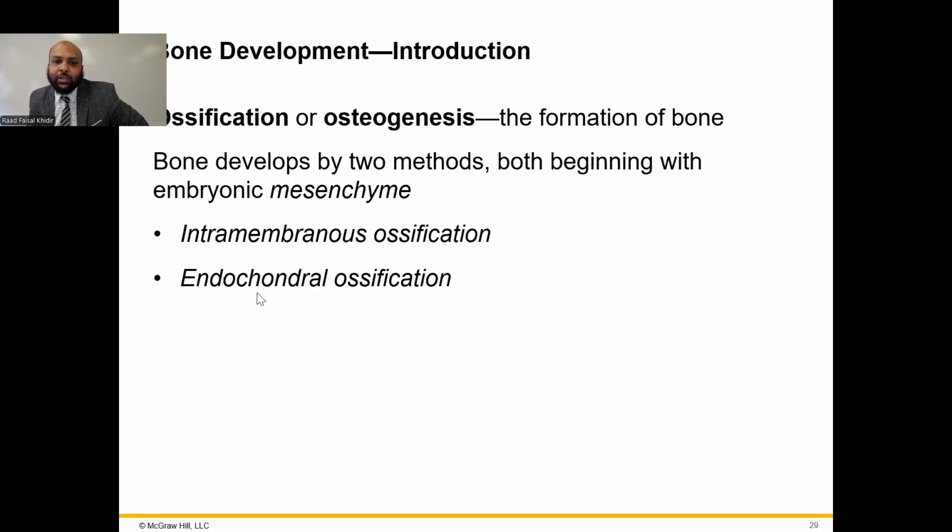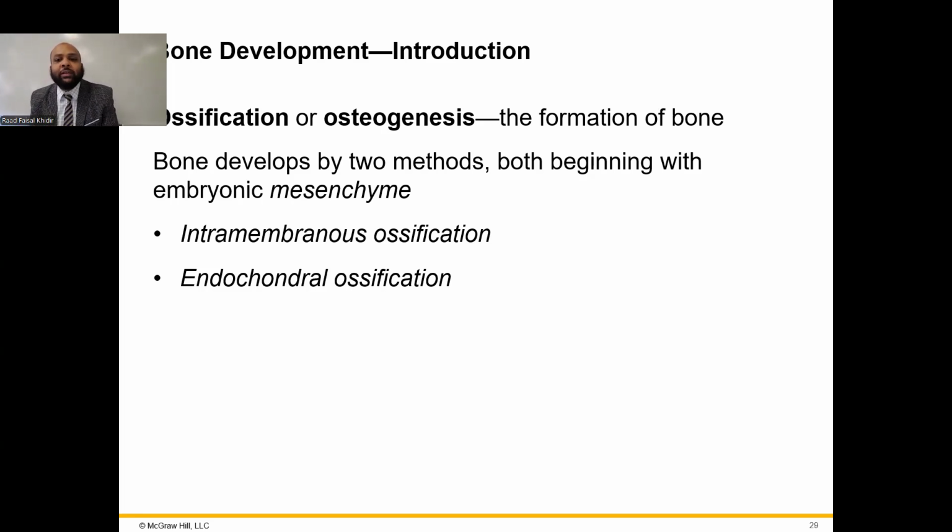Now, how does bone develop? The genesis of bone tissue, or ossification, or osteogenesis, is the formation of bone. So ossification and osteogenesis are the same thing. If you hear ossification, say we never heard of that, we only studied osteogenesis. Or if you hear osteogenesis, say we never heard of that, we only studied ossification. They are the same thing, which is the process of the formation of the bone.